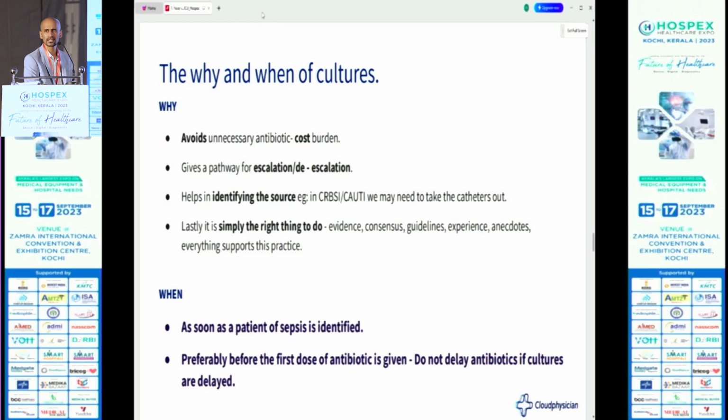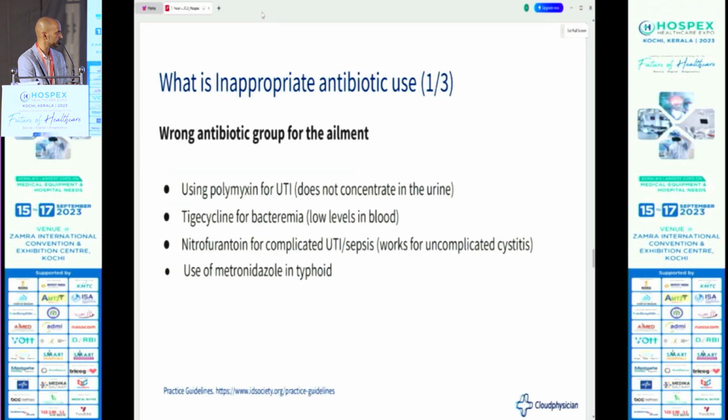This is self-evident. It should be done as soon as possible and at the onset, but don't delay antibiotic use waiting for culture reports. Next slide. Now, let's come to the last part of the talk, which is looking at inappropriate use, and this is very common.